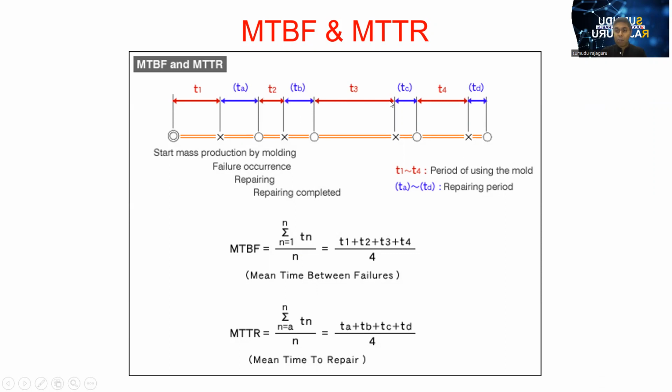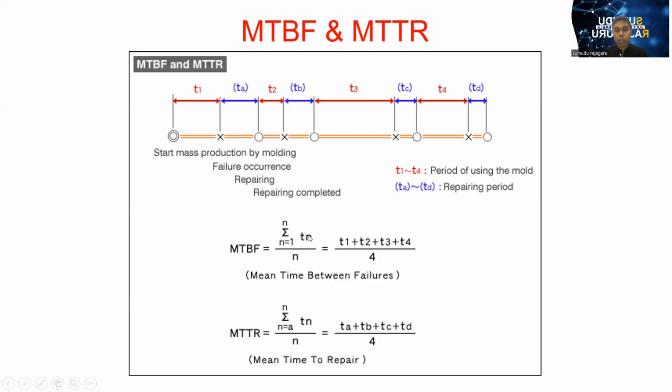Again we run the machine for T3 time. Again a breakdown happens, so we repair for TC time. Then the machine starts work again. Now this is T4 running time. Again a breakdown happens, then we complete the repair using TD time. So you can understand now that the red color parts are the machine running time: T1, T2, T3, T4. If you want to calculate mean time between failure, that means the average machine running time. So it is called MTBF.